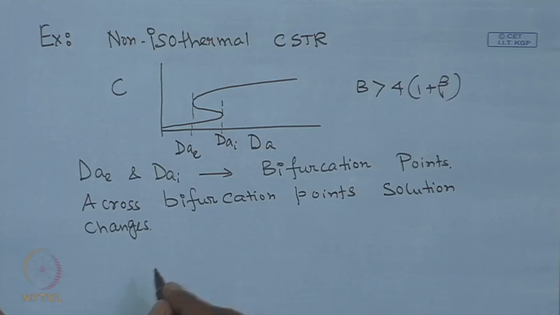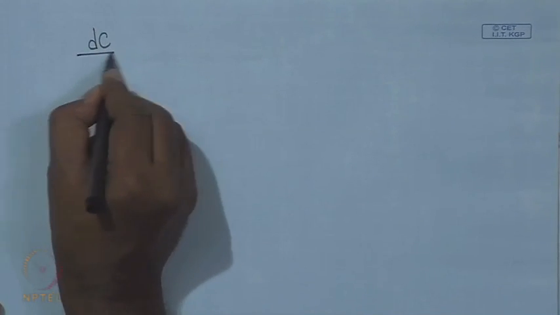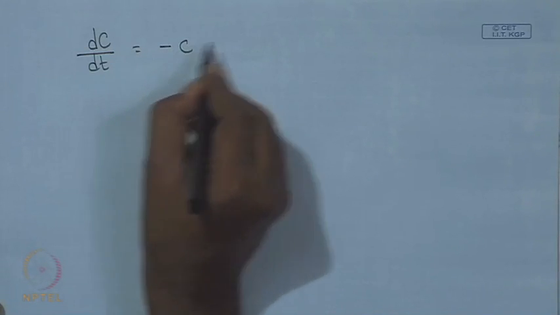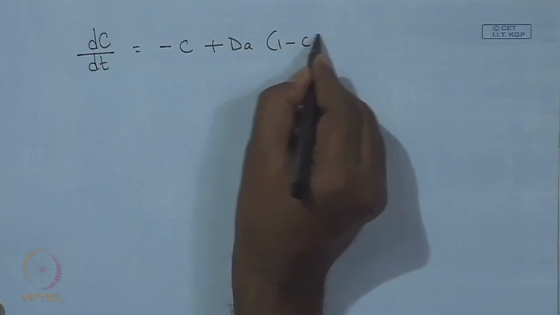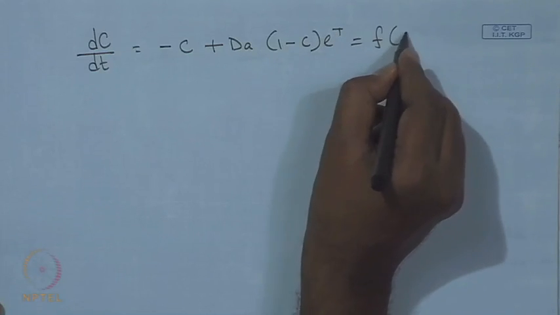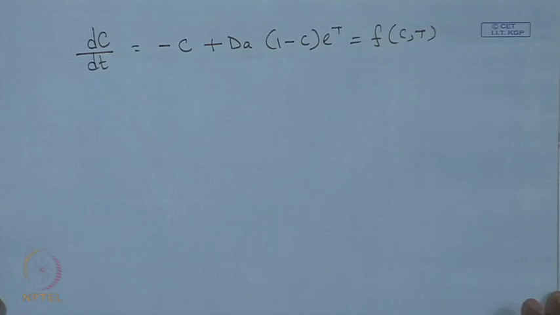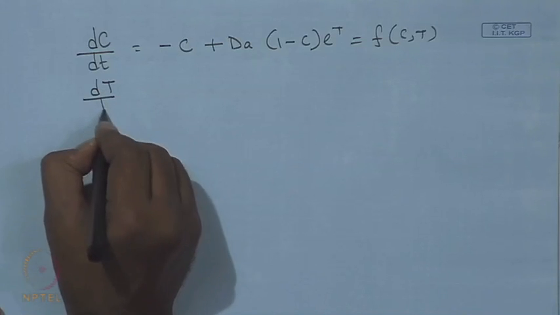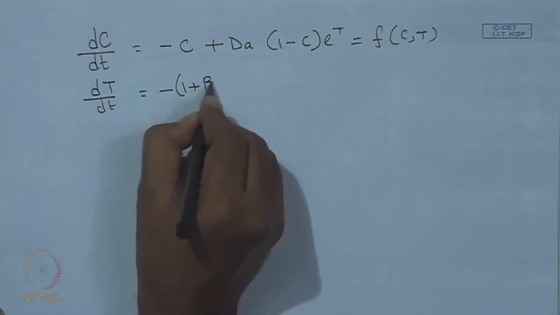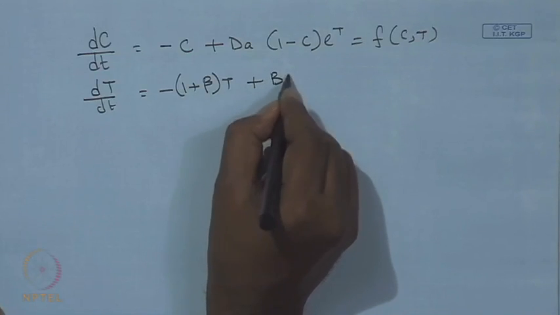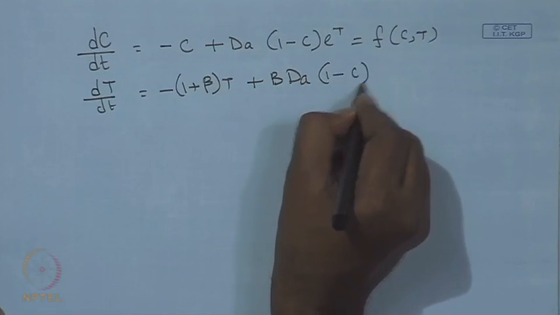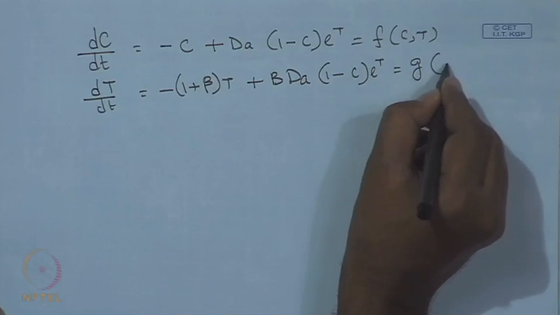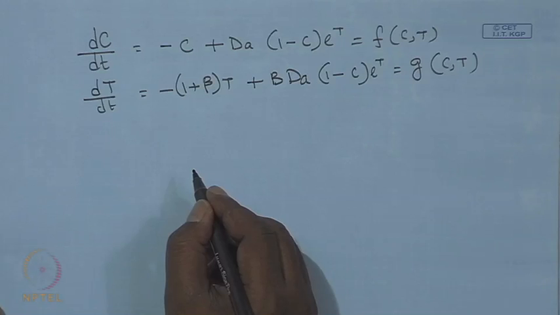So, if we write down the governing equation of this system, things become clearer and we can go further with the analysis. The mass balance will give you dC/dt equal to minus C plus Da times 1 minus C e to the power t, which is a function f of C and T. Concentration and temperature here are non-dimensional; concentration is basically conversion. And dT/dt is nothing but minus 1 plus beta T plus B Da times 1 minus C e to the power t. This will be some function g of concentration and temperature.